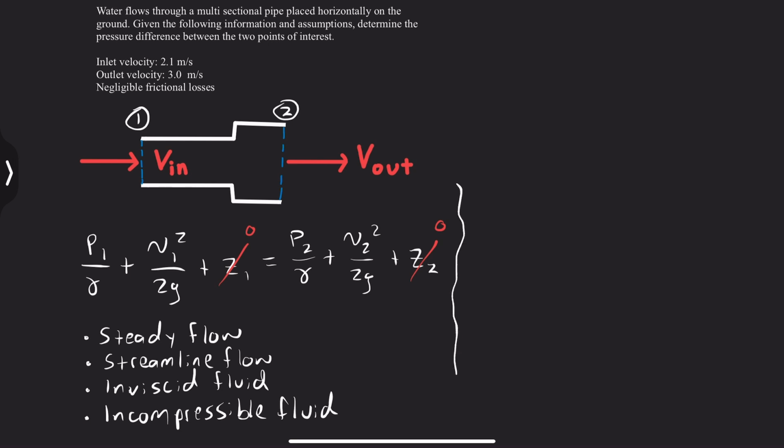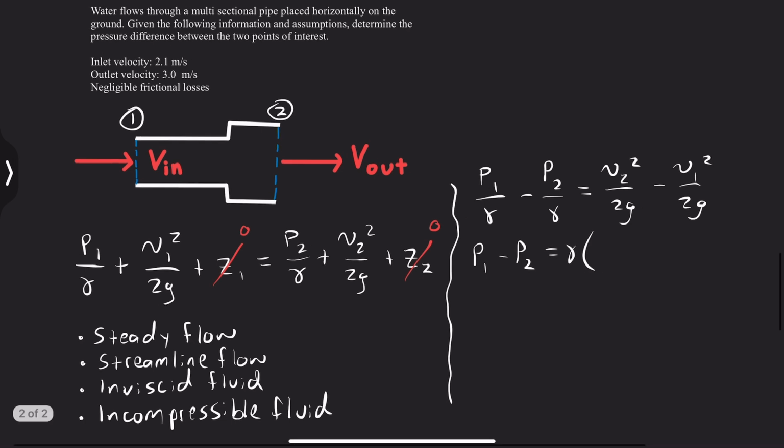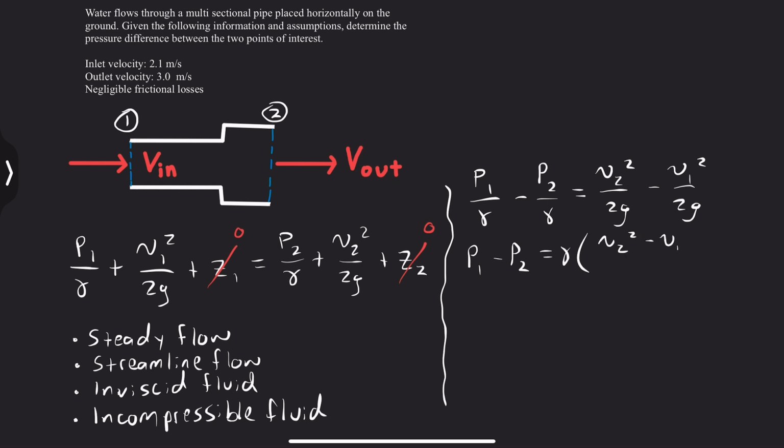So I'll do some algebra over here. If we rewrite this, I'm going to isolate P1 on gamma minus P2 on gamma equals V2 squared on 2g minus V1 squared on 2g. Now if we multiply both sides by gamma, we get P1 minus P2, which is our pressure difference, is equal to gamma times V2 squared minus V1 squared on 2g. Since they have a common denominator, I went ahead and combined those.